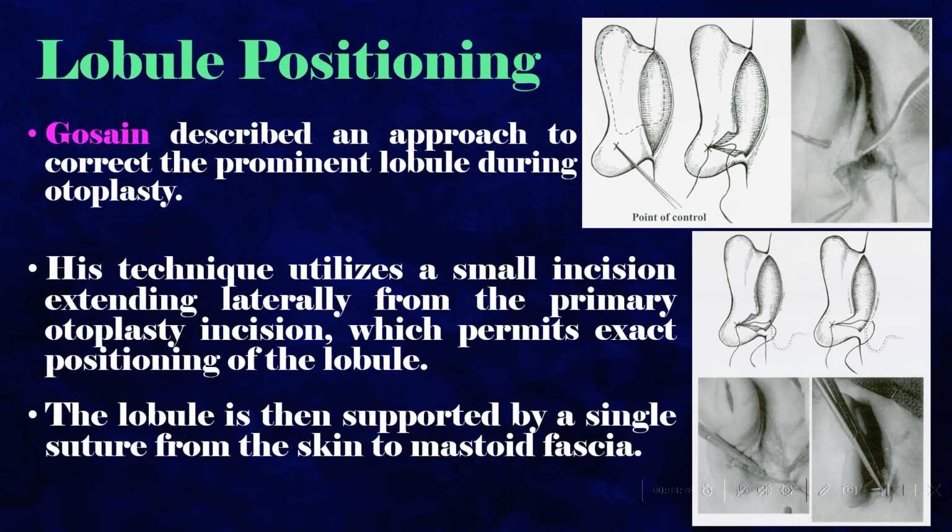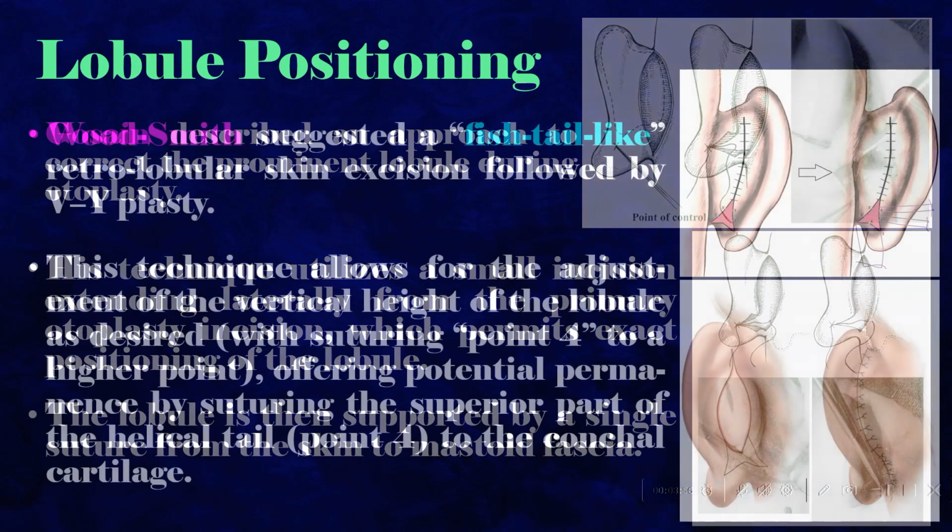Gossain described an approach to correct the prominent lobule during otoplasty. His technique utilizes a small incision extending laterally from the primary otoplasty incision, which permits exact positioning of the lobule. The lobule is then supported by a single suture from the skin to mastoid fascia.